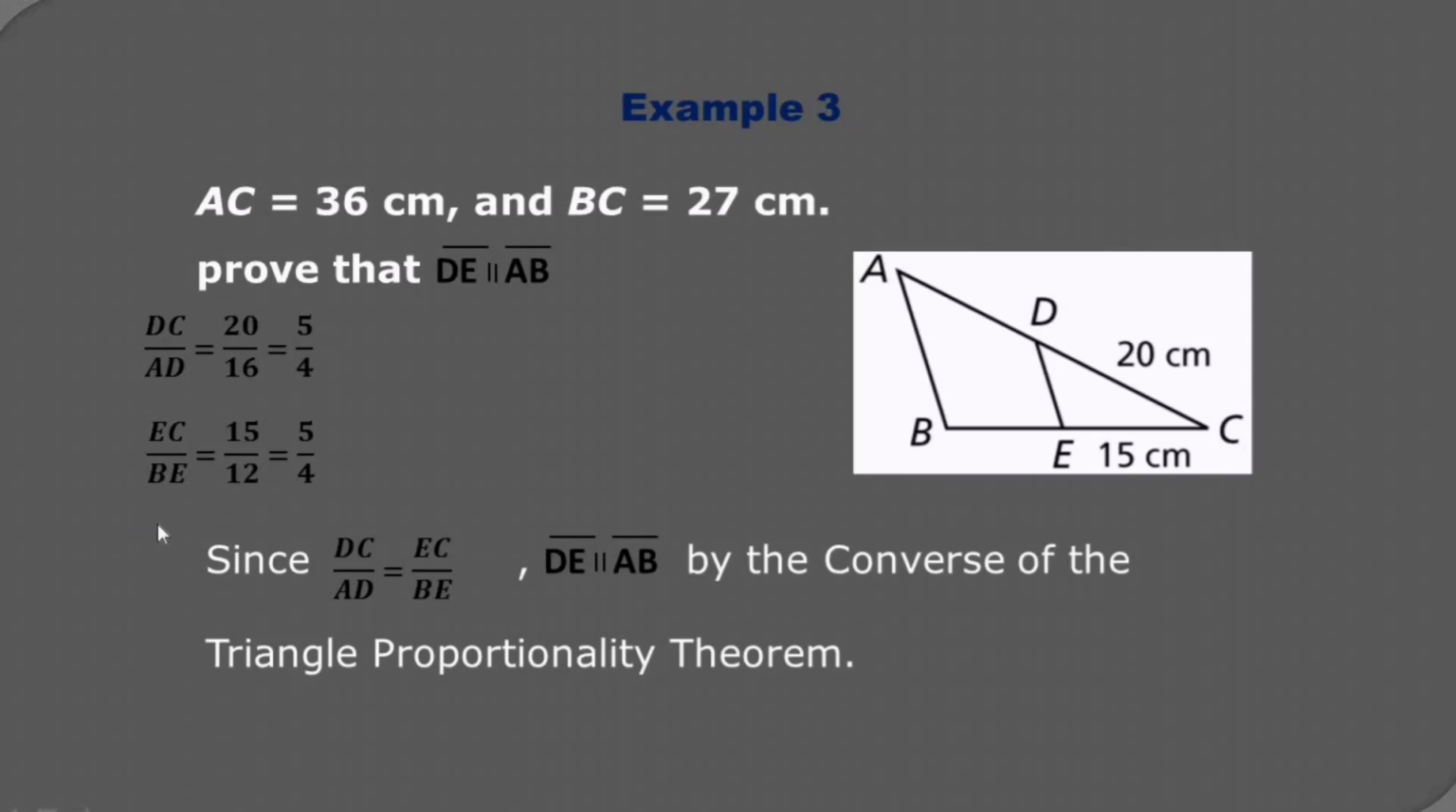Now, EC over BE. EC, what is the length of EC? 15. What is the length of BE? 12. So 15 over 12. Both in the same table? Yes, table 3. So divide both of them by 3. 15 divided by 3 equal 5. 12 divided by 3 equal 4. So they are the same? Yes. So since DC over AD equal to EC over BE, this means DE is parallel to AB, and this is by the converse of the triangle proportionality theorem.